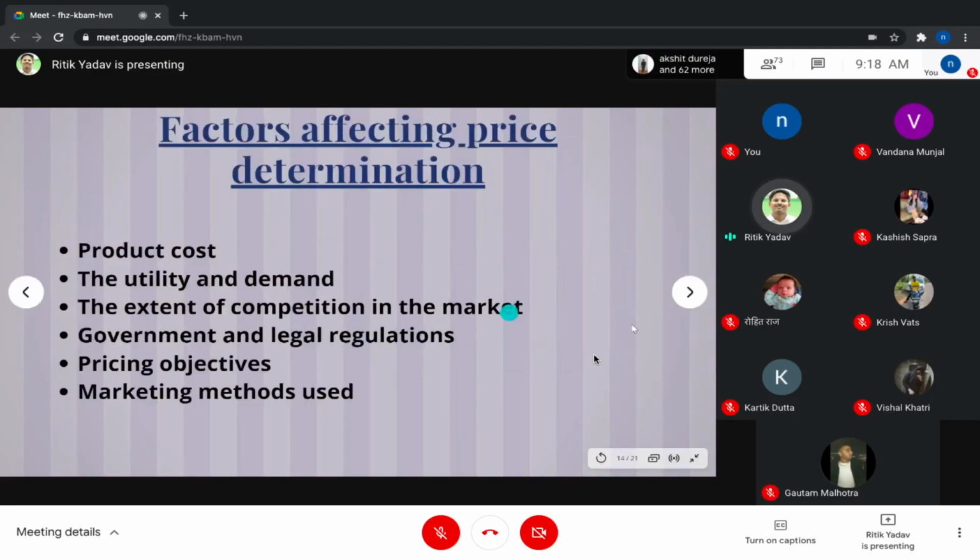Now here are the factors that affect price. The first factor is the product cost. The second is the utility and demand. The third one is the extent of competition in the market. And the fourth one is government and legal regulation. Also, we have fifth and sixth, the pricing objectives. And the sixth one is marketing methods used. So we will discuss all of them one by one.